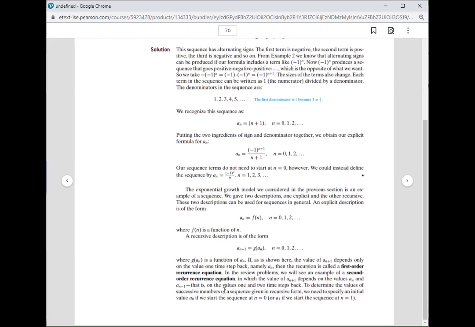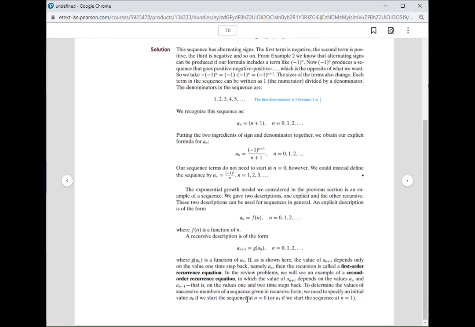So it consists of two steps back, on the values one and two times step back. So to determine the values of the successive members of a sequence given in the recursive form, we need to specify an initial value a0 if we start the sequence at a0.